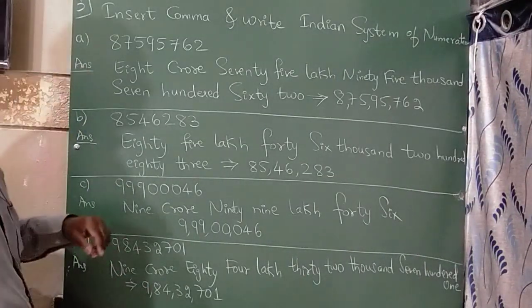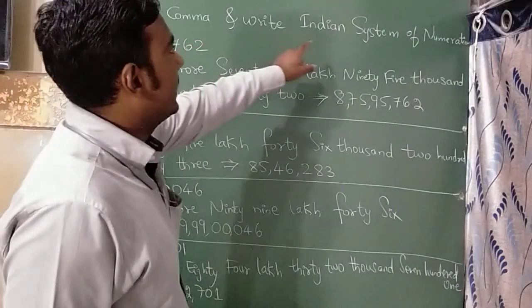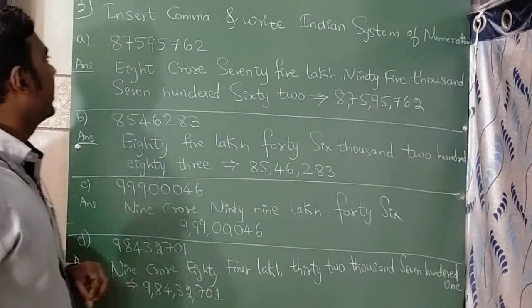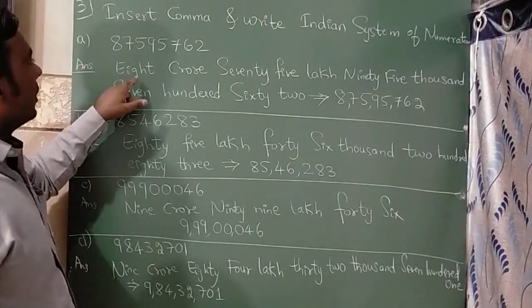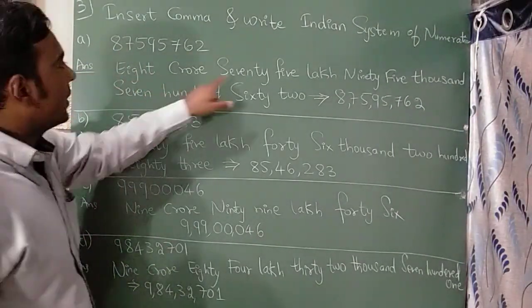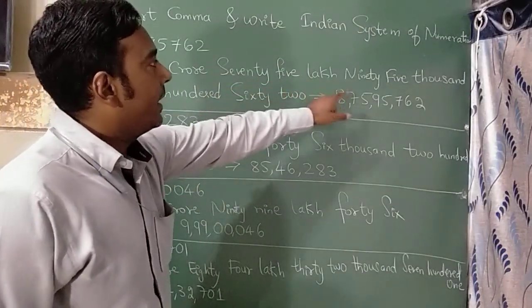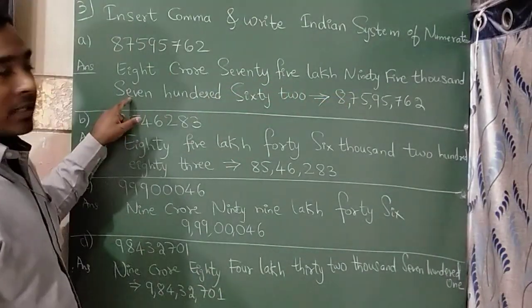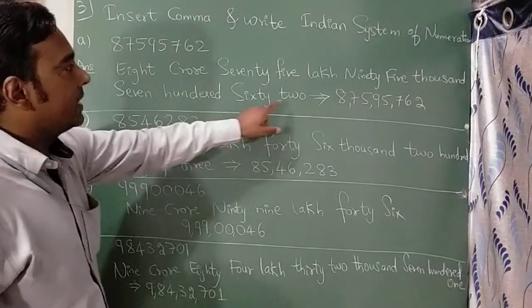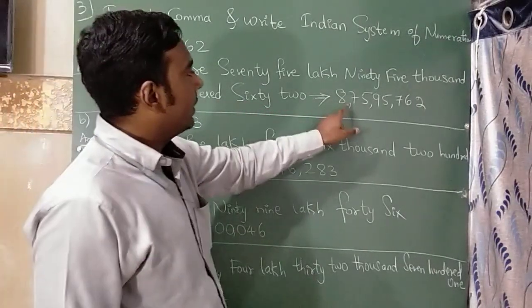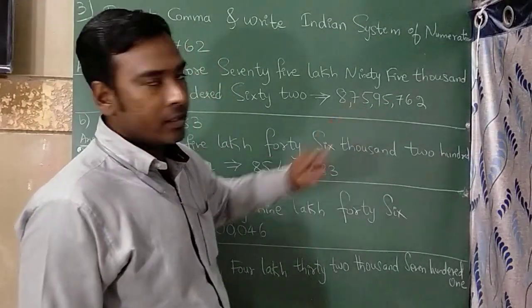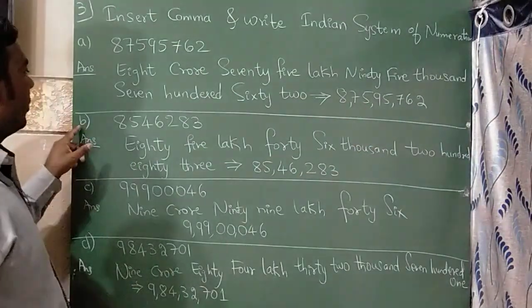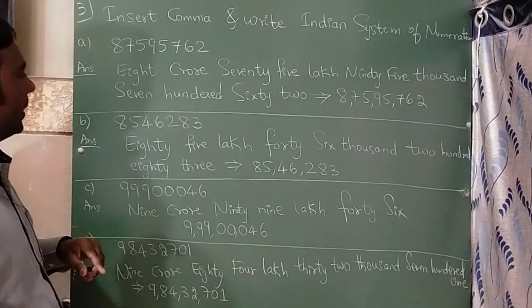Now the third question is: insert commas and write in the Indian system of numeration. So here they have given the number. So 8 crore 75 lakh 95,762. So I have written the commas here, here and here. Fine. Now B. Here they have given a number.